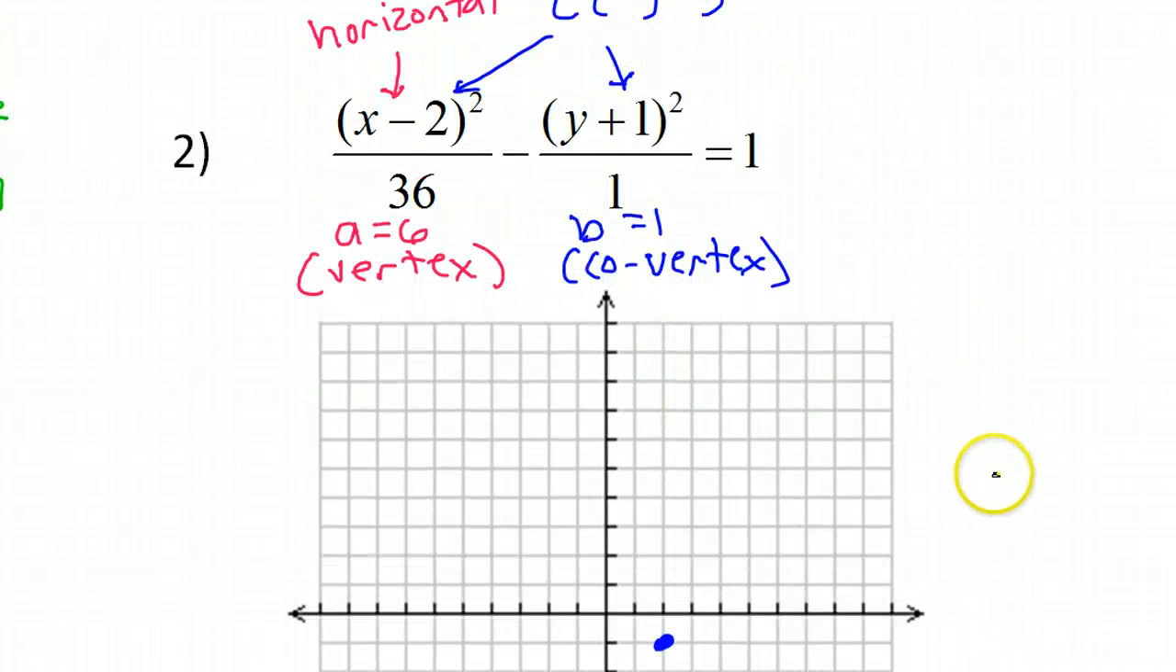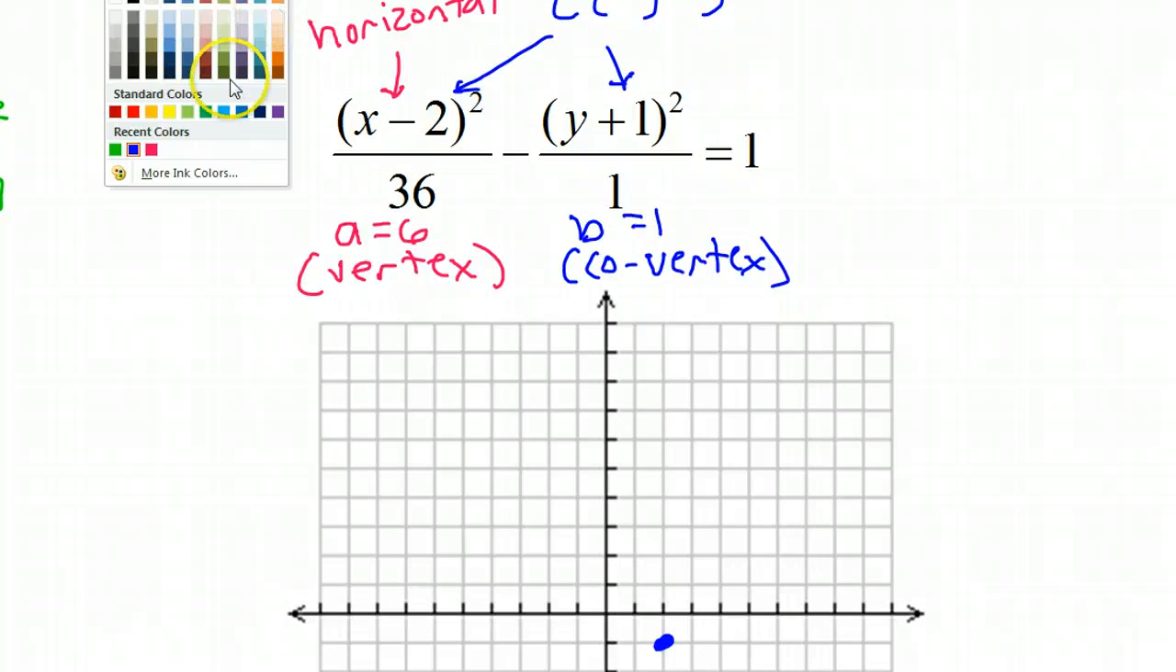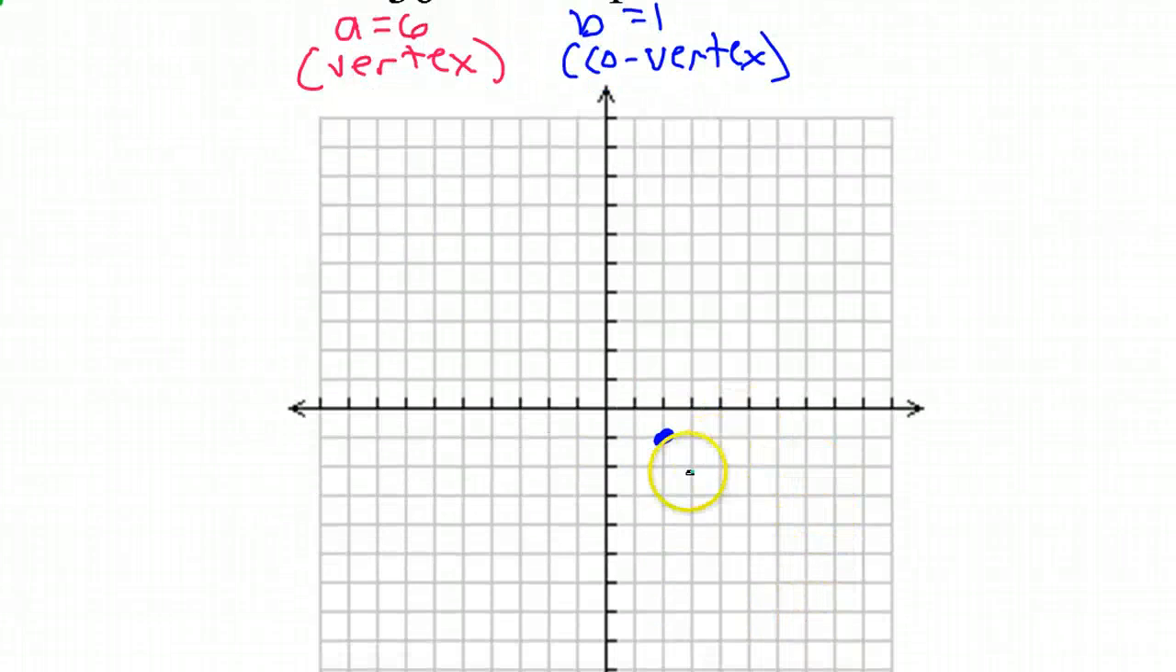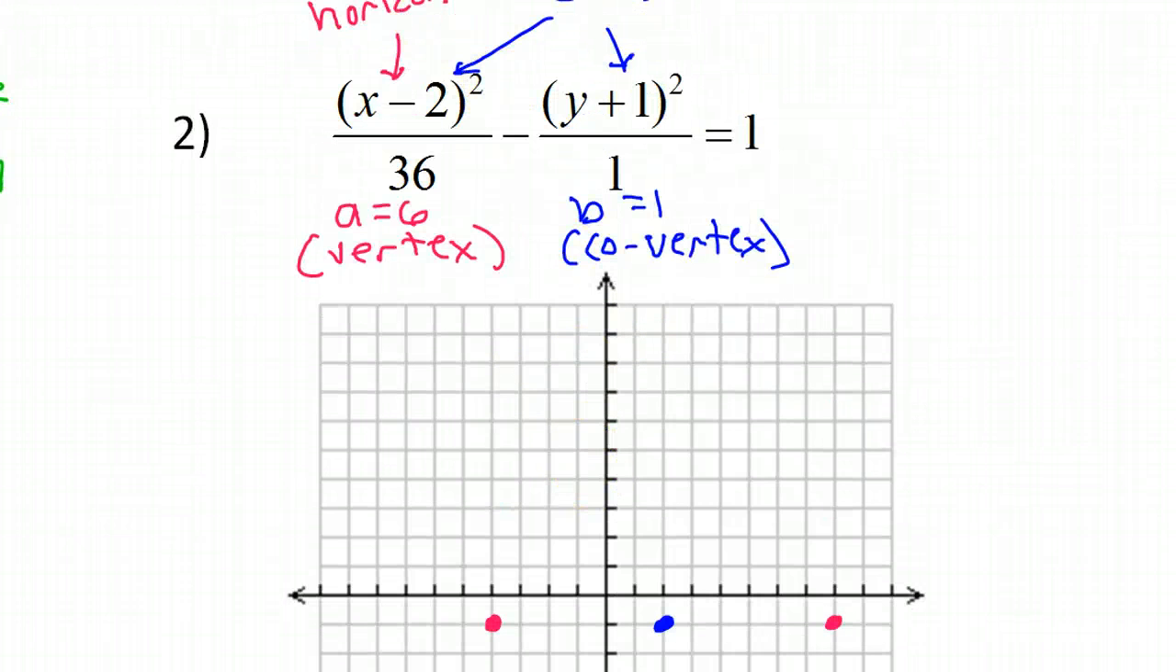Now, you really had to get that center down before you did anything else, because everything else is based off the center. So when I do this 6, I'm going to move left and right, because it's with the x's, and x's go left and right, but left and right from the center. So 1, 2, 3, 4, 5, 6. There's a vertex. 1, 2, 3, 4, 5, 6. There's a vertex.